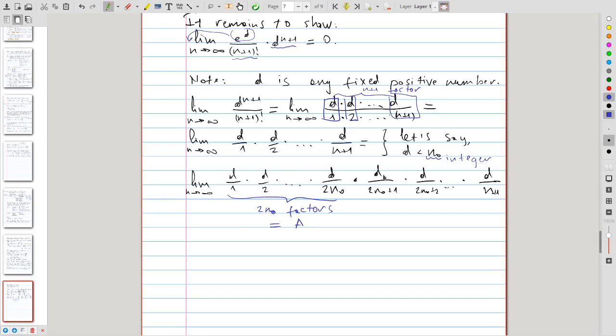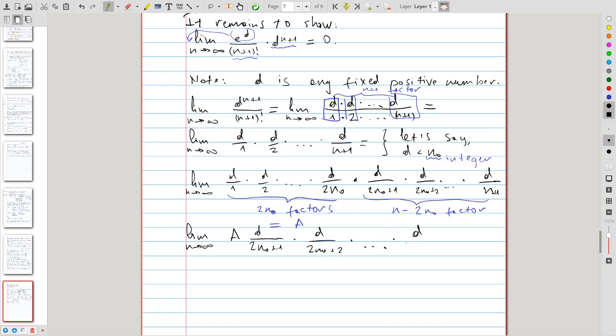Okay? And then we have some number of fractions, specifically n minus 2n0 factors. What do we know about these? Well, we have first the 2n0 factors, which all after multiplication give us a finite number. And then we have d over 2n0 plus 1 times d over 2n0 plus 2, and so on.